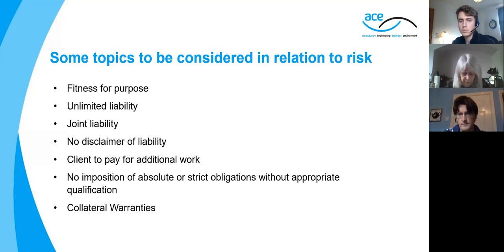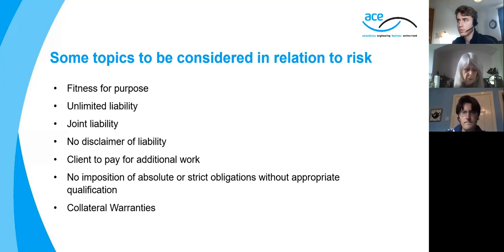There is, as I said, a standard form of collateral warranty now included in the 2017 agreement, which satisfies these requirements. It can be used to provide a warranty to a tenant or purchaser, or with amendment, which is also included in the document, to a funder.